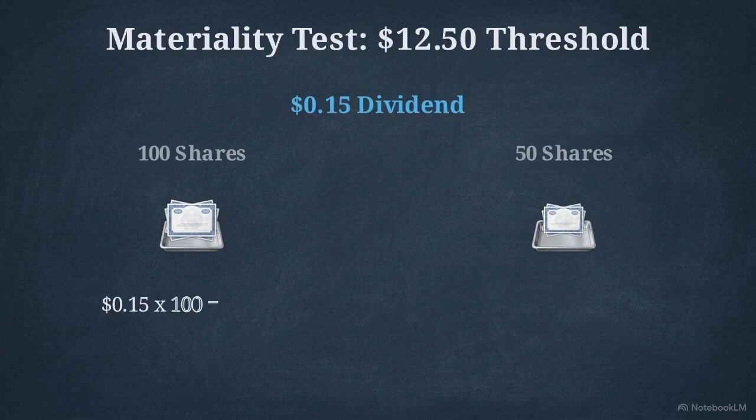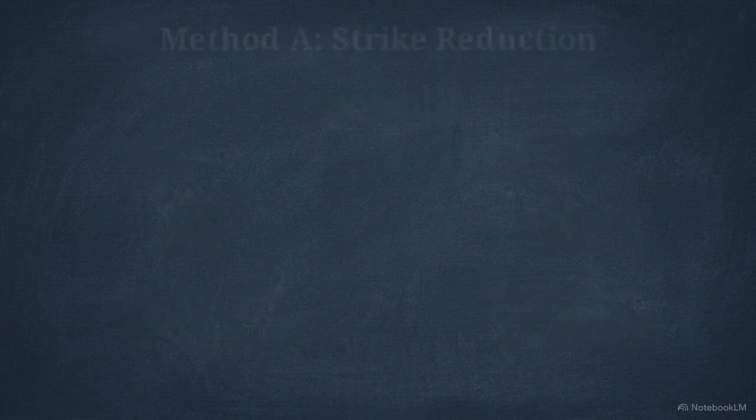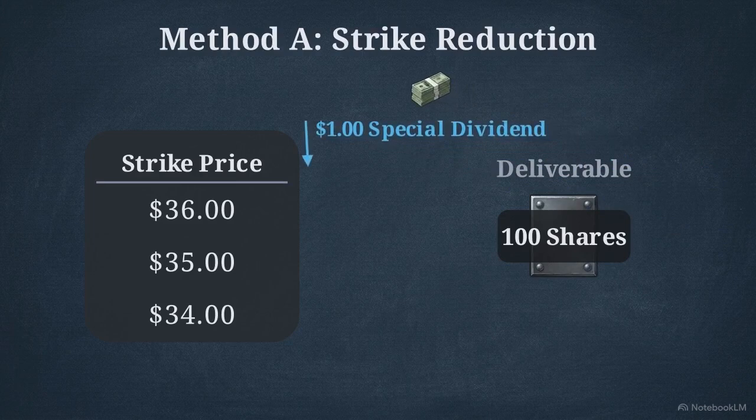A 15-cent dividend clears the hurdle for a standard 100-share contract, but it fails the test on a previously adjusted 50-share deliverable. When a special dividend does clear the threshold, the OCC defaults to Method A. Look at this option chain based on the A-Mark Precious Metals $1 distribution.